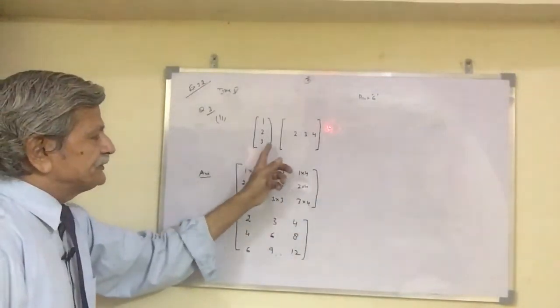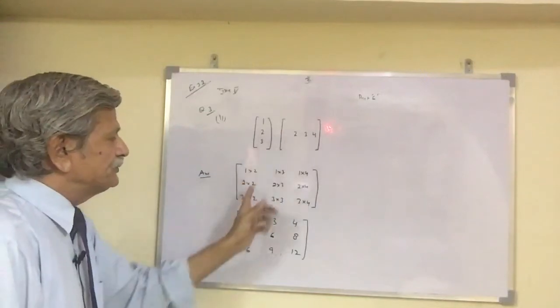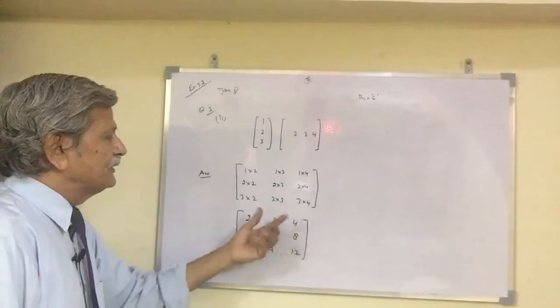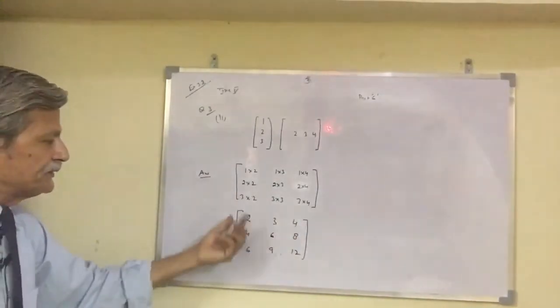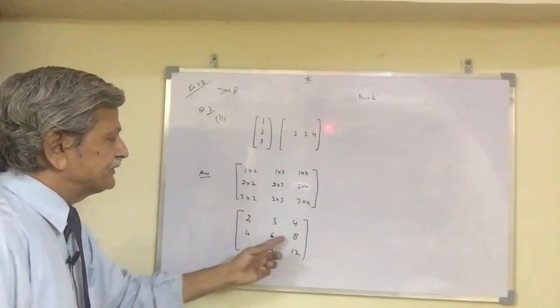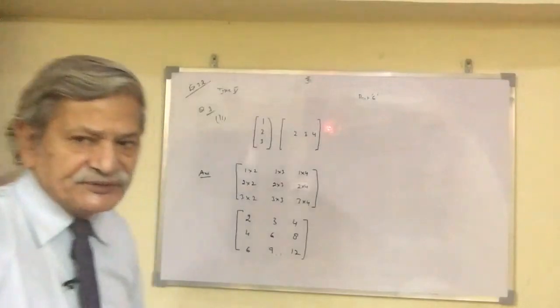Then you choose the third one, meaning the third row, with the first column: 3 into 2, 3 into 3 and 3 into 4. So similarly, after multiplying you can find the answers 2, 3, 4 and 4, 6, 8 and 6, 9, 12. So this is the answer of this question.